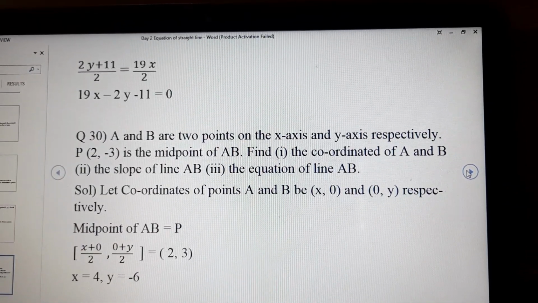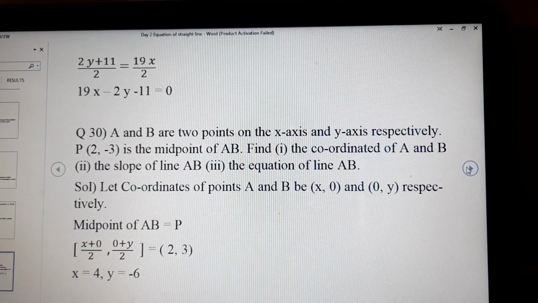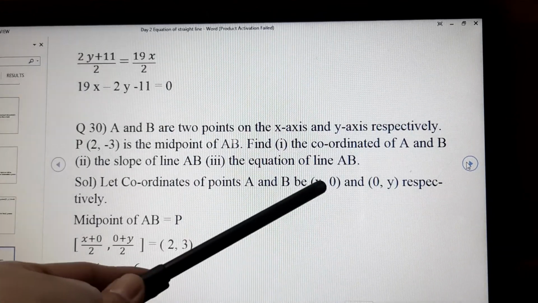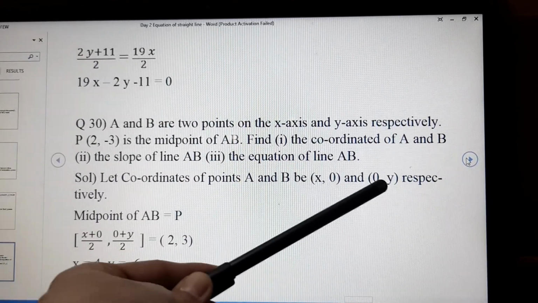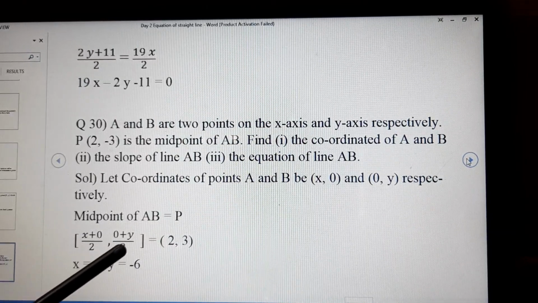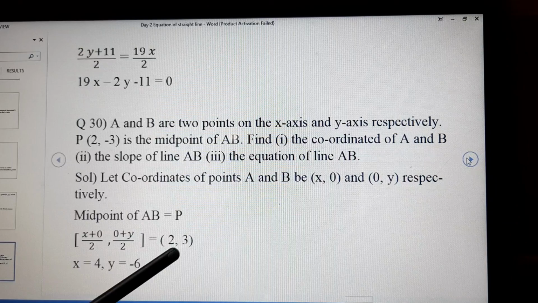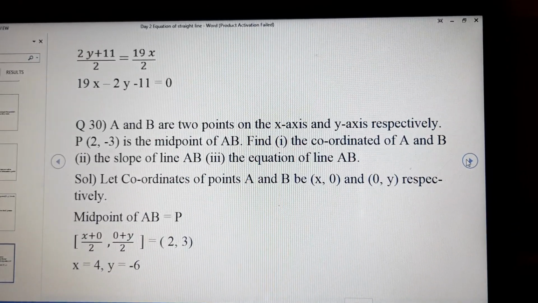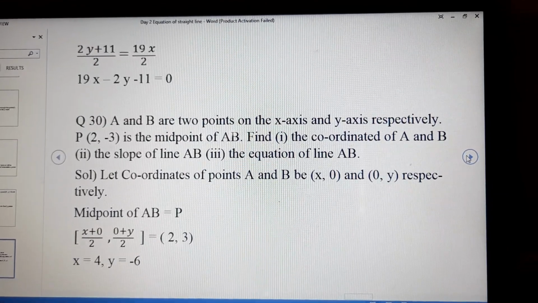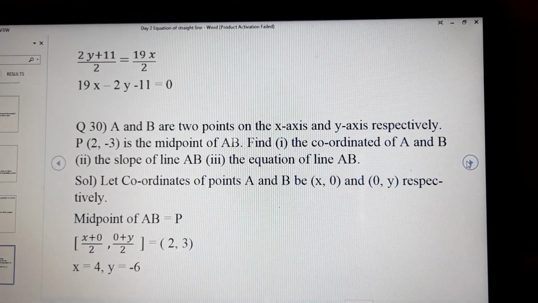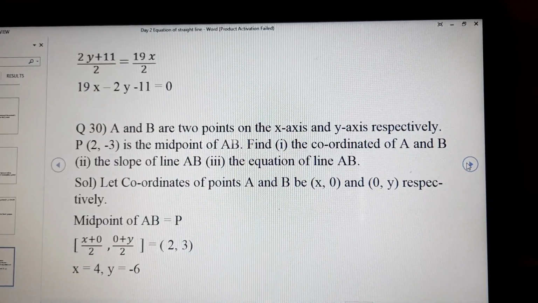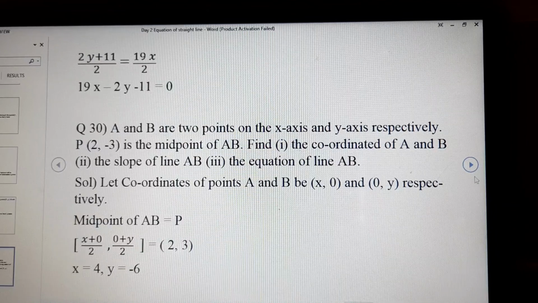Now they have said that P is the midpoint of AB. So the midpoint of AB will be equal to what? x1 plus x2 divided by 2, y1 plus y2 divided by 2. So x plus 0 divided by 2, 0 plus y divided by 2 is equal to 2 comma minus 3. Are you getting it? The minus was missing here; minus has to be here. So the value of x becomes 4 and the value of y becomes minus 6. Clear?